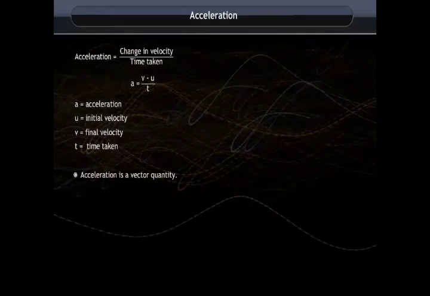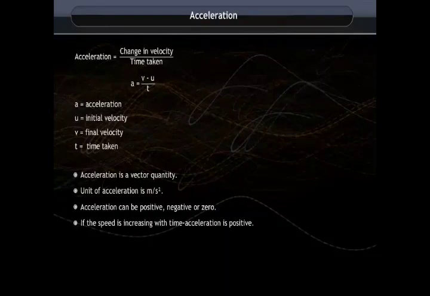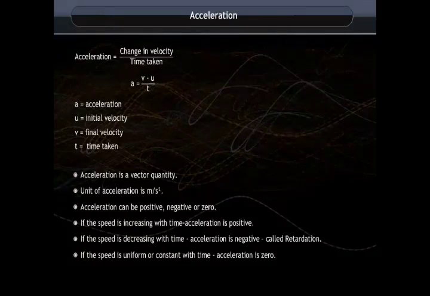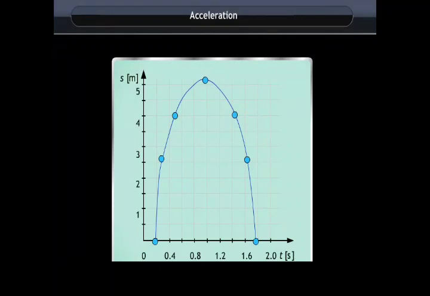Acceleration is a vector quantity. The unit of acceleration is meter per second square. Acceleration can be positive, negative, or zero. If the speed is increasing with time, the acceleration is positive. If the speed is decreasing with time, the acceleration is negative and is called retardation. If the speed is uniform or constant with time, acceleration is zero. When an object is thrown upward, initially it is moving with constant deceleration and then with uniform acceleration.